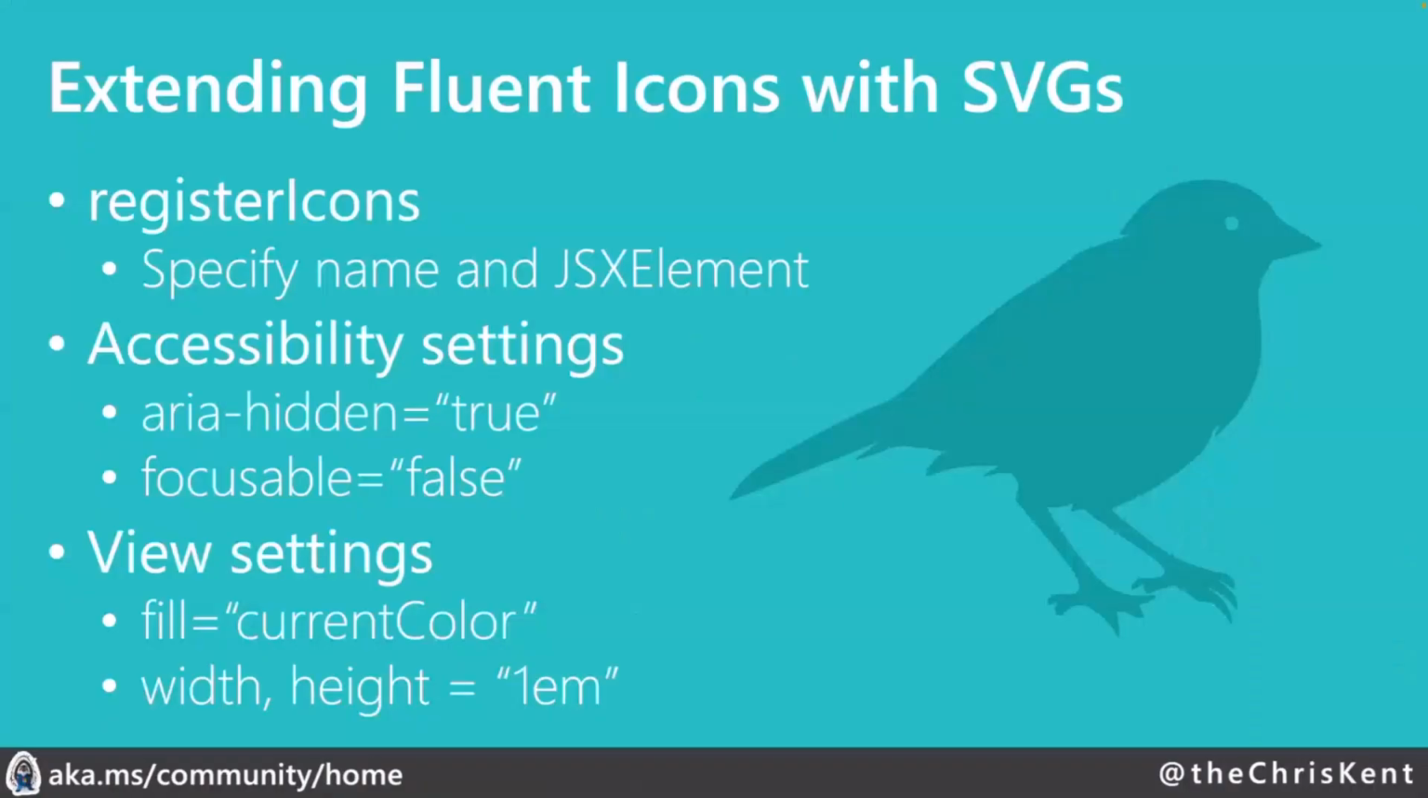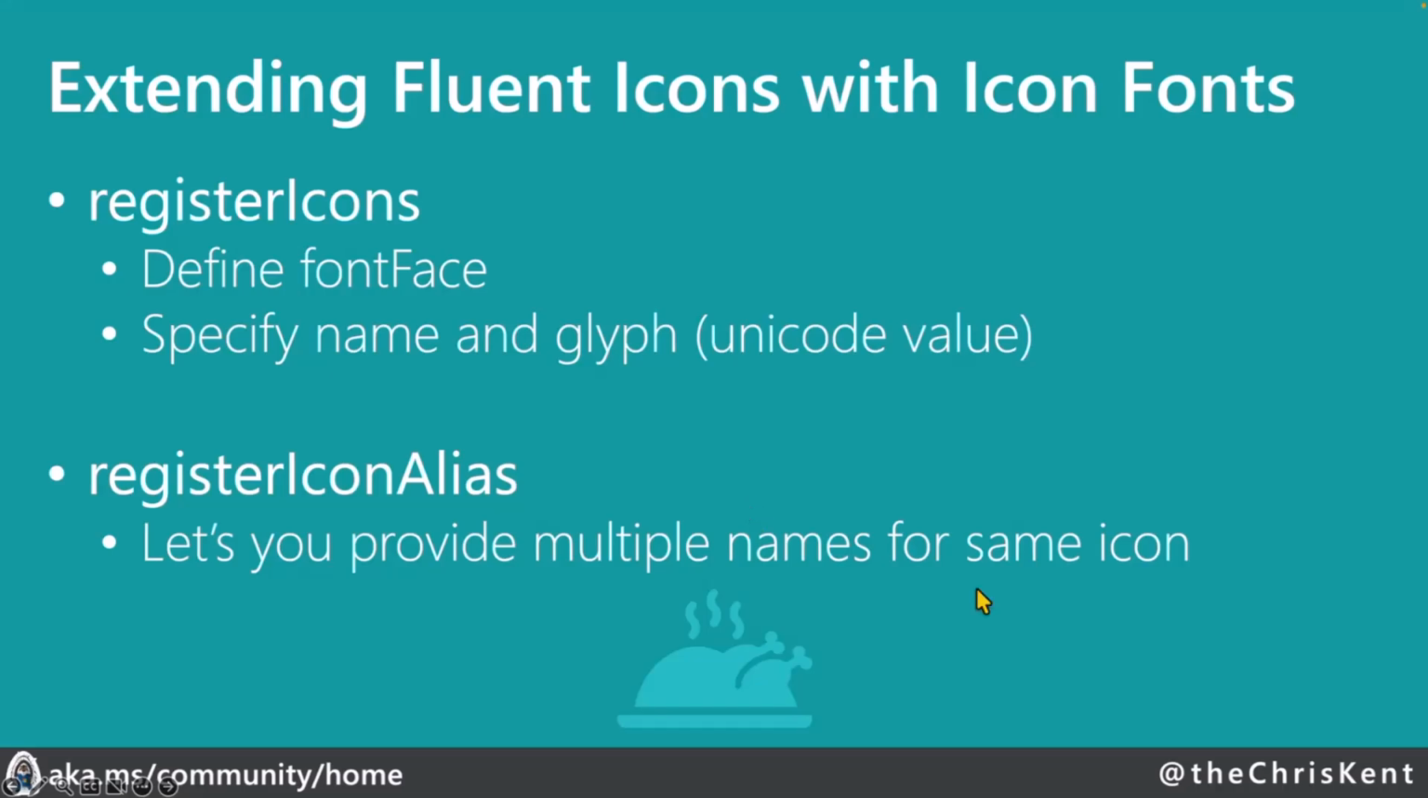All right, just to summarize, so you can look at this: use that register icons function from Fluent, and you can specify the name of a JSX element. Those are the settings you need to add. Make sure you do that. And then, of course, you can also do the icon fonts, where you specify the font face, and you give it the name and the glyph, the Unicode value.